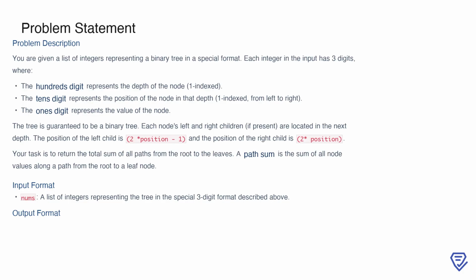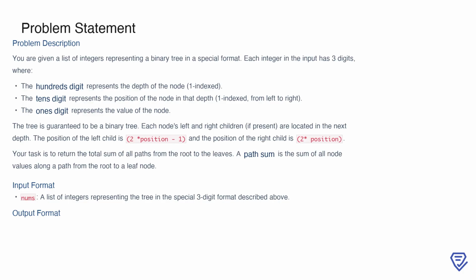Importantly, this structure ensures that the tree is always a valid binary tree. For any node, its left and right children, if they exist, will be found in the next depth level. Specifically, the left child will be located at position 2p minus 1, and the right child will be at position 2p. Our goal is to calculate the total sum of all root-to-leaf paths in this tree.